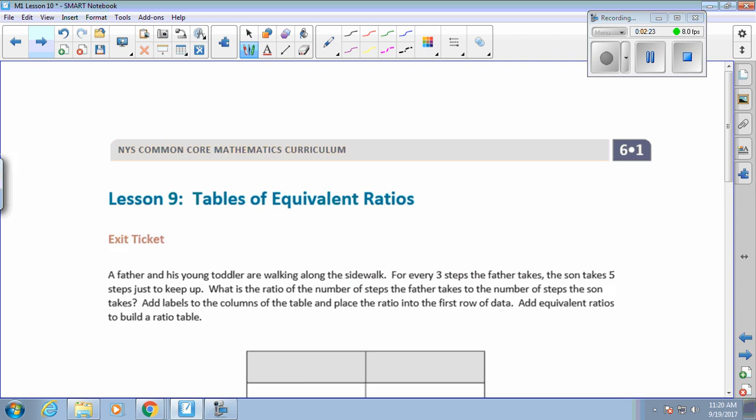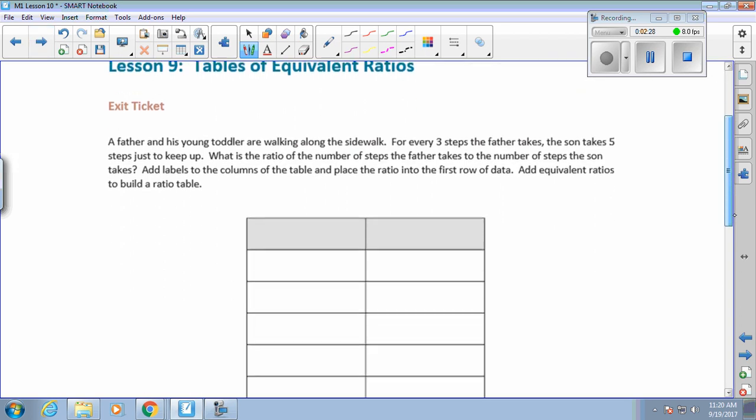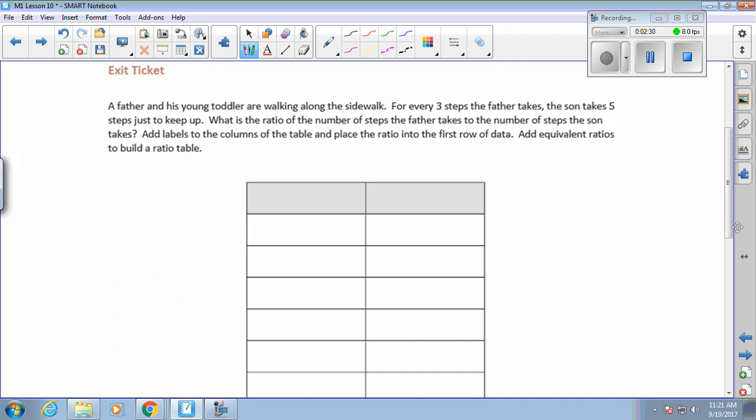We are on our homework from yesterday, so we're going to go through this really quickly. Upon checking everyone's homework, it looks like most people had a really good handle on this. So it says a father and his young toddler are walking along the sidewalk. For every 3 steps the father takes, the son takes 5 steps. So first of all, we're going to make a ratio table out of this. So what should I have as a heading here?